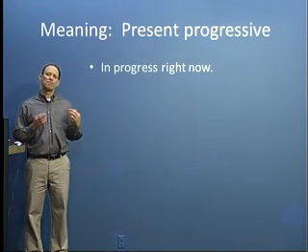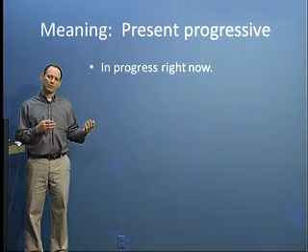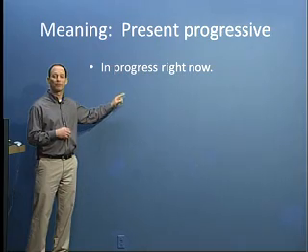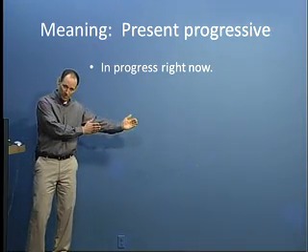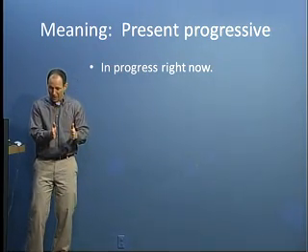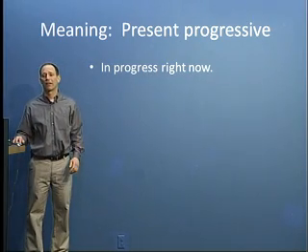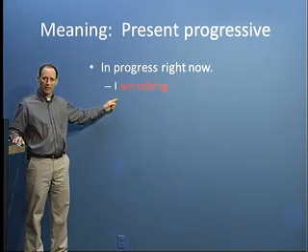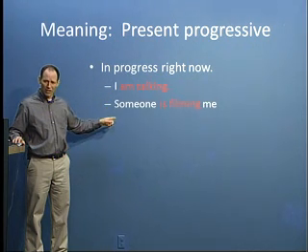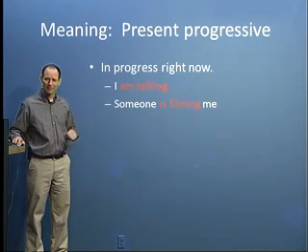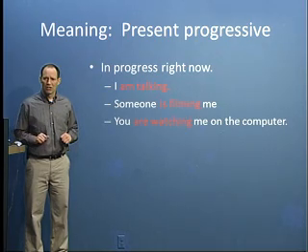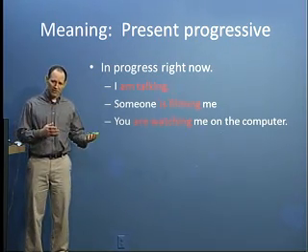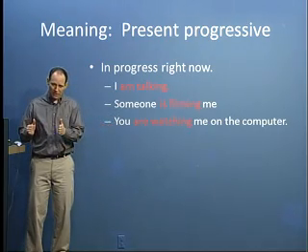Now, looking at the meaning of present progressive. We use present progressive to talk about something that is in progress right now. The action started before now, and at this moment right now, it's in progress. I am talking. Someone is filming me. You are watching me on the computer. All of these actions are in progress right now.